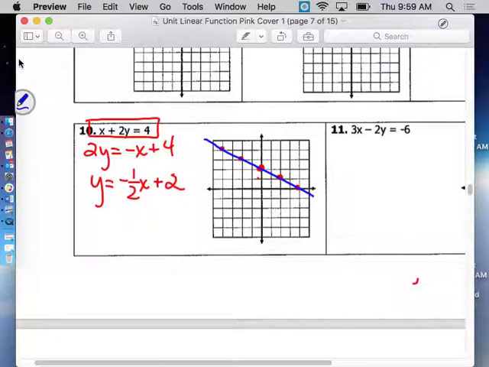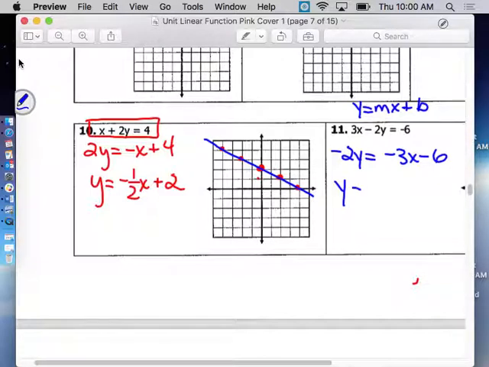Looking at a problem like number 11, since it's on the screen, to convert this into slope-intercept form, I need to isolate the y. So the first thing I would do is subtract 3x from both sides. And now I need to multiply everything by -1/2, or divide by -2.